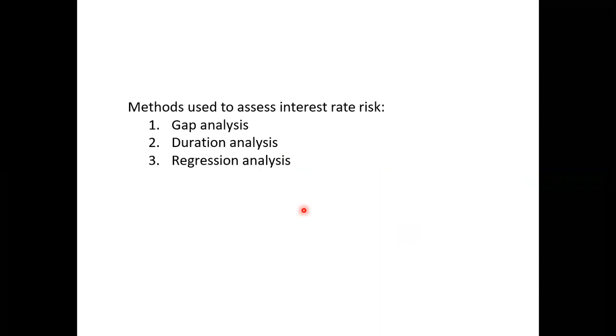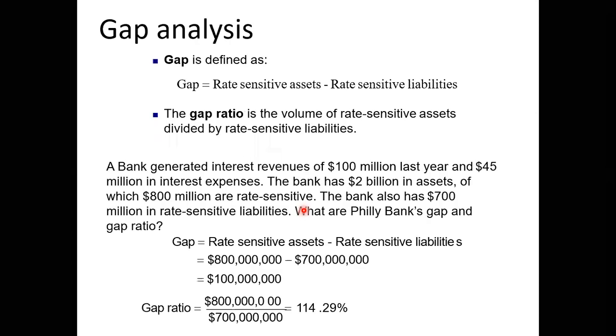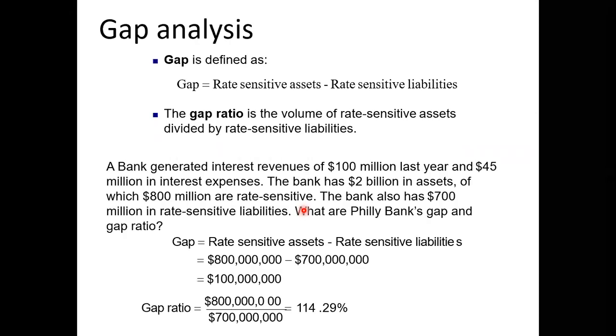So what are the methods, what are the ways to assess interest rate risk? How can we assess interest rate risk? What are the methods available? The first method is gap analysis. The second method is duration analysis. The third method is regression analysis. Gap analysis, more importantly, cares about the interest rate sensitivity of assets and liabilities, loans and deposits. Now we'll move on to gap analysis in much more detail.